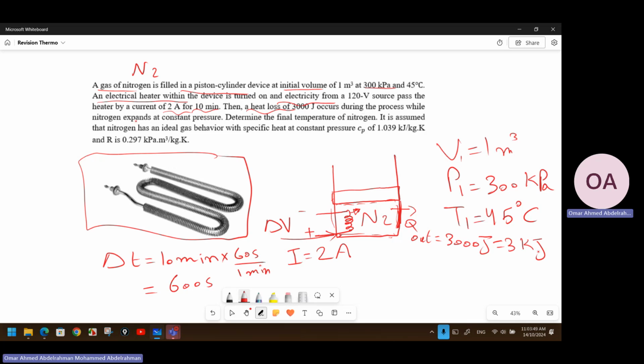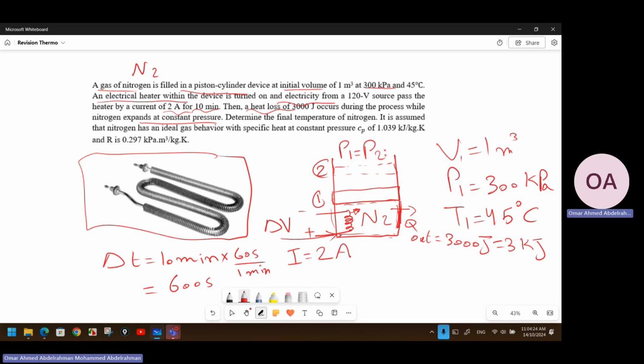During the process, while the nitrogen expands. Expands means the volume of the nitrogen inside the piston cylinder will increase because of the heat. When the heat is released to the nitrogen, there will be more interaction between the molecules, and the nitrogen will push the piston up. Okay, at constant pressure. Constant pressure means that P1 is equal to P2 at the next state. The first state is here, and the second state will be here because the piston expands. Okay, or the nitrogen expands and pushes the piston up. Okay, we'll have P1 equal to P2.